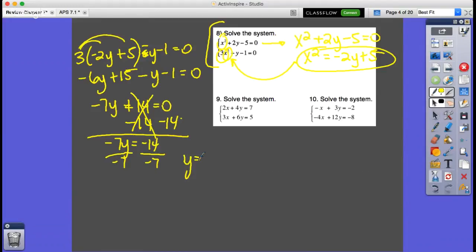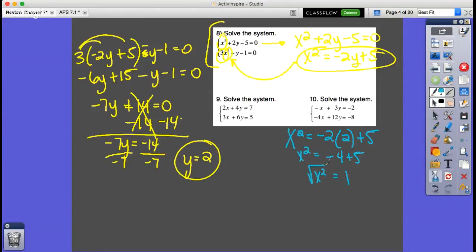Y would then be equal to a value of 2, okay? Now, once I plug this in, the easy thing to do is then substitute 2 back in for the part that we had already isolated. So once I plug that in, this will be part 2 here. My second part will be x squared is equal to negative 2 times 2 plus 5. So negative 2 and 2 make negative 4, plus 5 is 1. X squared is equal to 1. We square root both sides to where x is equal to plus or minus 1.